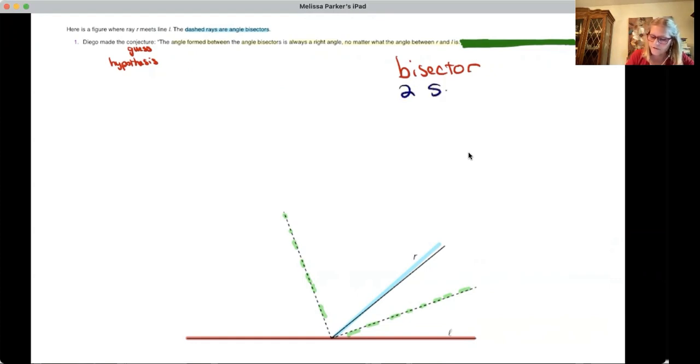Sector reminds you of section, like cutting something in a section. So 2 sections, basically. Now, what you need to remember is that they're going to be 2 equal sections. Okay, so that means on either side of the bisector, you're going to have 2 angles that are equal. Those 2 angles would be equal to each other, and these 2 angles would be equal to each other. Okay, that is given in the information that we have at the top.